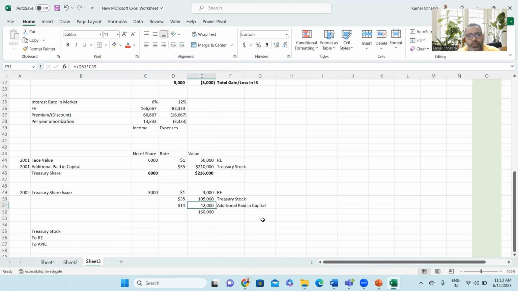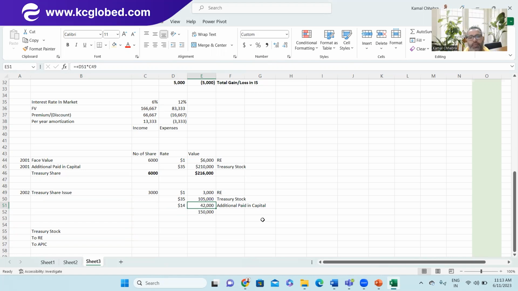Correct. So this is new additional paid in capital, because in the US, what we call share premium is called additional paid in capital. Right? So $36 per share you have paid and which you have issued for $50 per share. So this $14 per share is security premium or share premium, which in the US is called additional paid in capital. Okay.